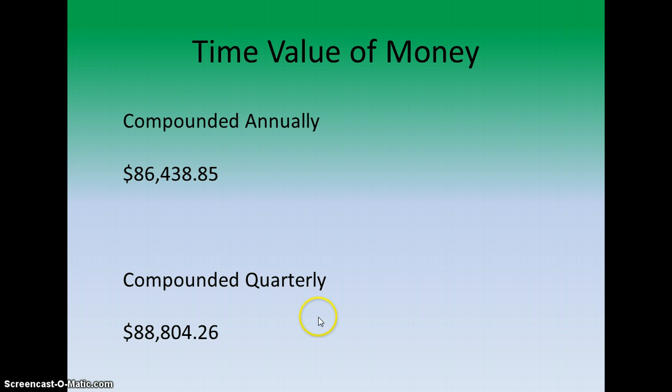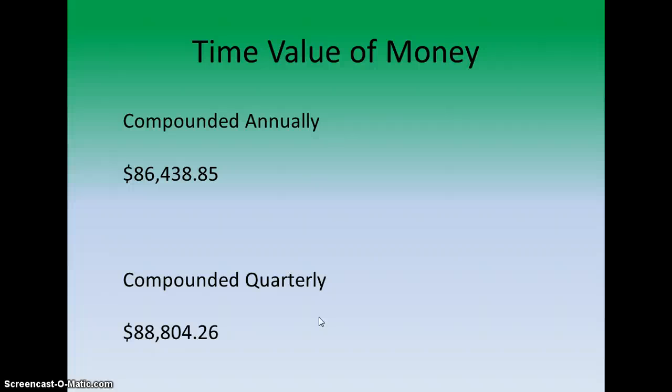When we solve it in our calculator, compounded annually, you're going to get an answer of $86,438.85 versus quarterly. You can see we're going to have almost $2,400 extra because it compounds more frequently. So as an investor, we really benefit from compounding interest the more frequently the investment gets compounded.